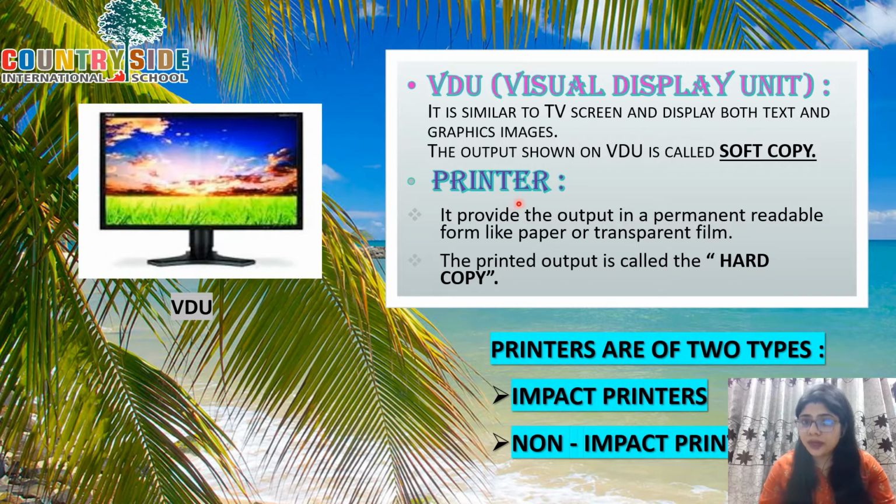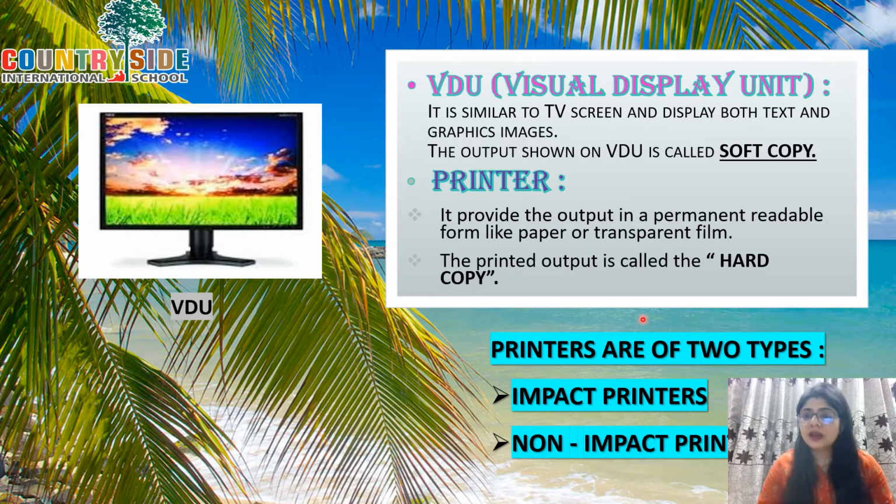Next comes printer. Another output device is printer. Why do we need a printer? Whatever we are seeing on the computer, if we want to take the output on a piece of paper, at that time we need a printer. It provides the output in a permanent readable form like paper or transparent film. The printed output is called hard copy. Remember this, when we see the output on the monitor screen, it is soft copy. But when we take it on a piece of paper or a transparent film using a printer, it becomes hard copy.